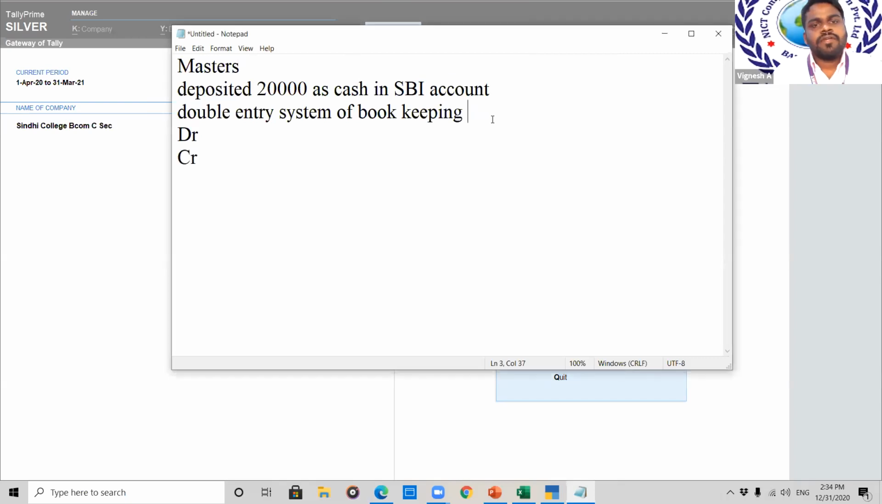Okay, here we follow the double entry system of bookkeeping. So the two accounts affected are one is cash, another one is the SBI account. As I follow the double entry system, I say the SBI account is to be debited and my cash account to be credited. Okay, so well, you know the accounting cycle, in the sense what flow we follow. Initially, what we do in the books of accounts is write journal entries.